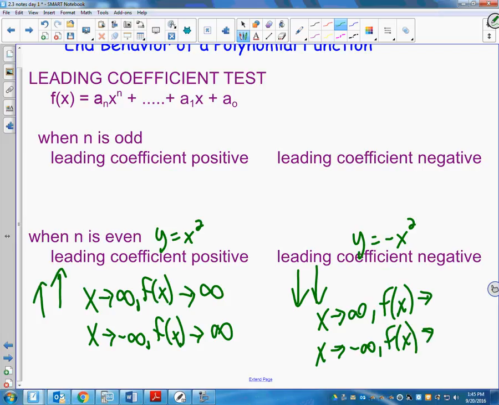When it's a negative even degree function, both point down, so that means that both of these go towards negative infinity. So if it says describe the end behavior, you have to write it out like that. Odd functions always have arrows that go in opposite directions.